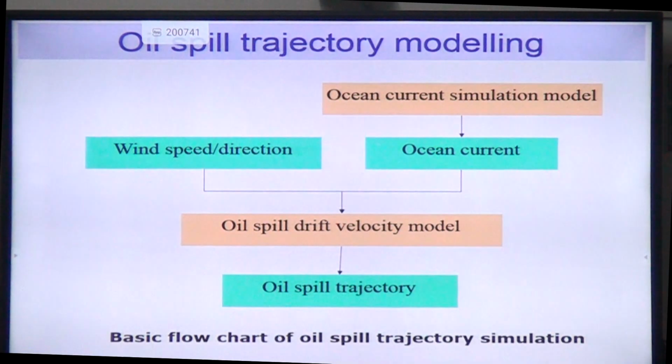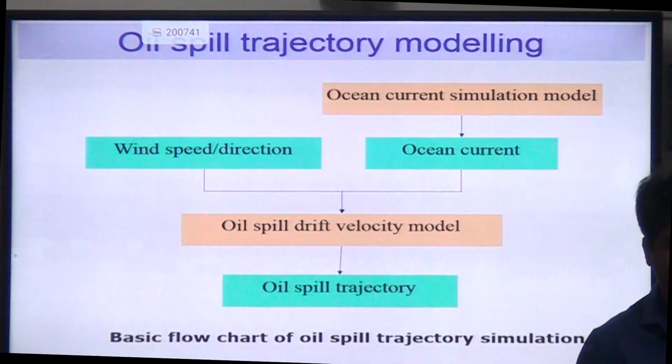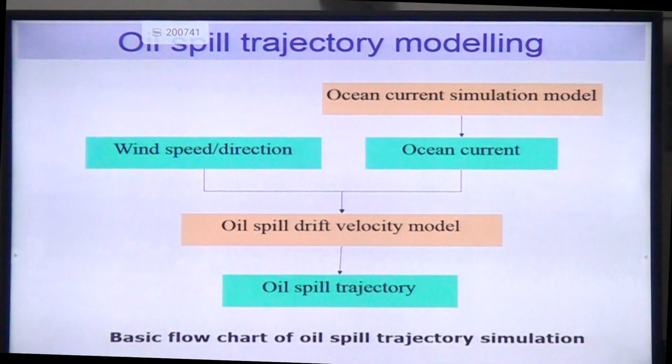Then we wanted the ocean current. Then finally we proposed an oil spill drift velocity model to calculate the oil spill trajectory. I don't need you to memorize anything. It's just to showcase how geoinformation technology, geospatial technology can be applied. Okay, so far so good.